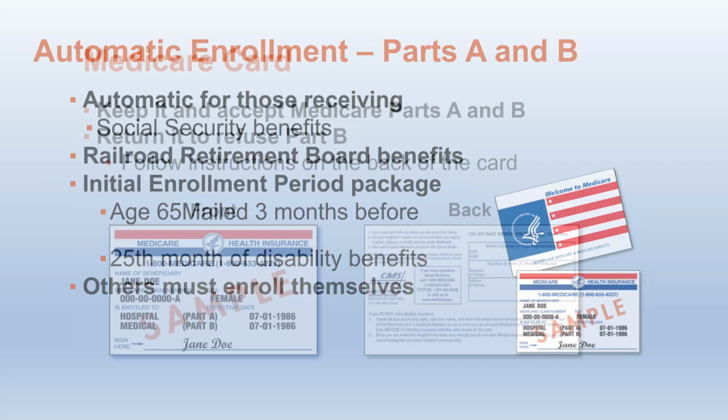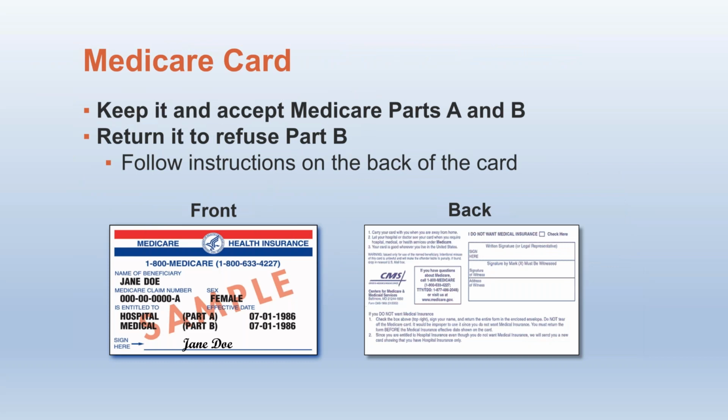Once you're enrolled in Medicare, you will receive a Medicare card that looks much like this. It'll have your name and a Medicare claim number, whether you're male or female, and then your Part A and B effective dates. You can follow the instructions on the back of the card to return and refuse or opt out of Part B of Medicare if you like. We'll talk about the consequences and when that is a good decision and when that might be a poor decision.